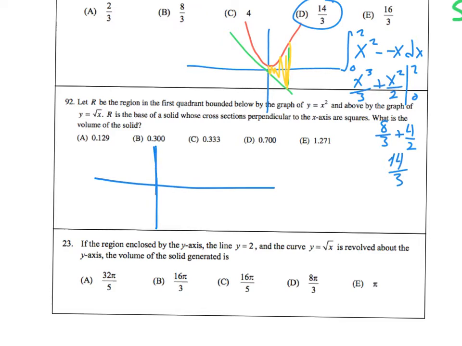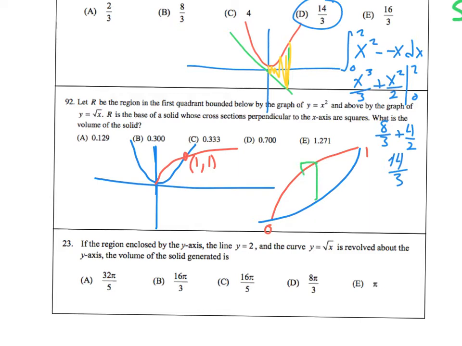It's bounded below by x squared, so I'm going to actually try to draw this somewhat appropriately, and above by the square root of x. The only thing we really need here is that point of intersection, which is going to be 1, 1. So really, if I zoom in, we're looking at a section of the graph that looks like this, going from 0 to 1.